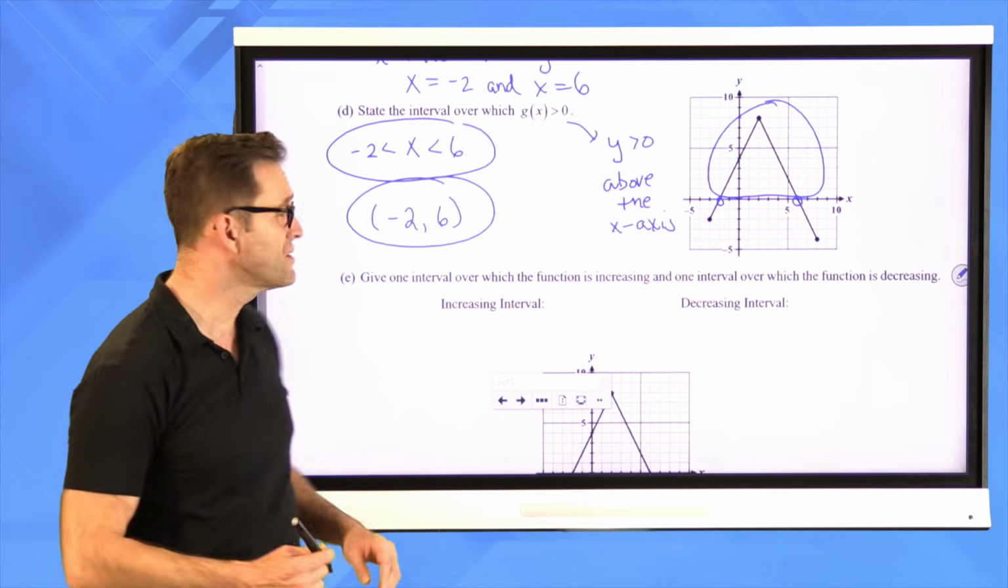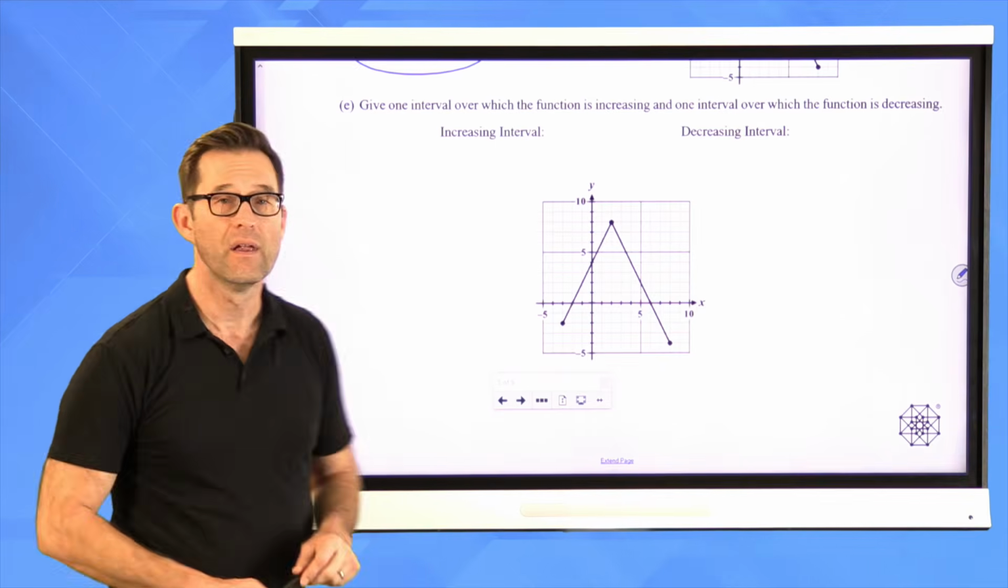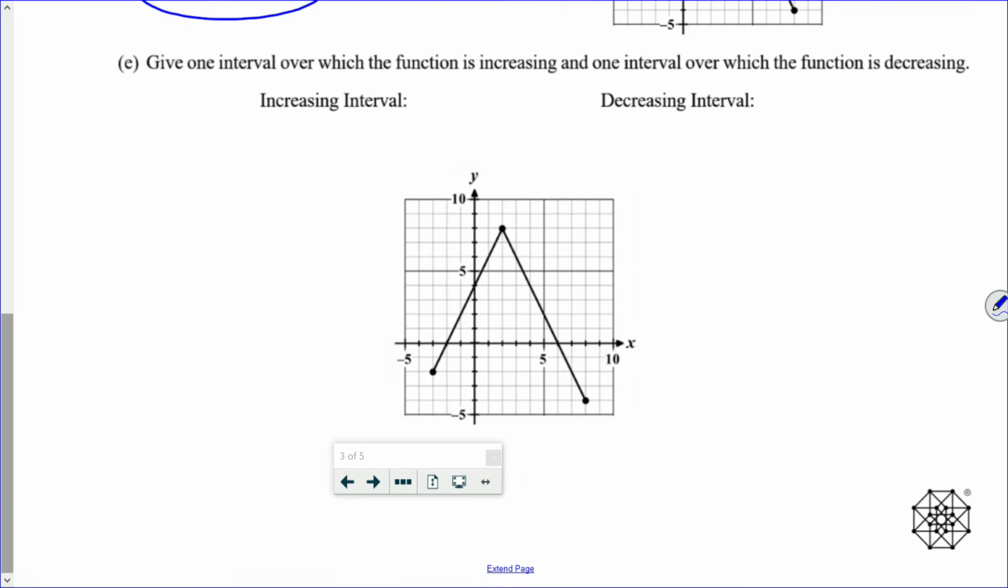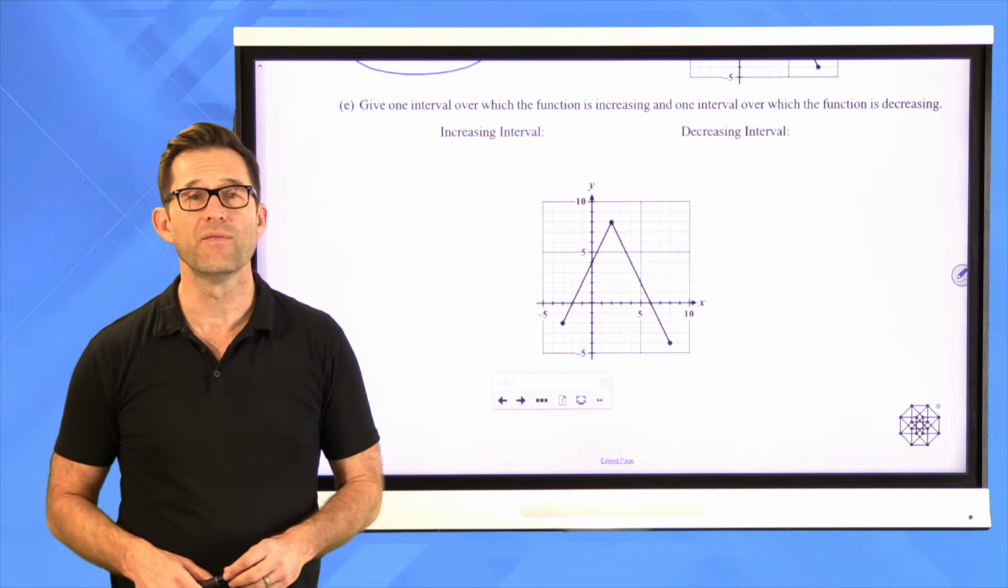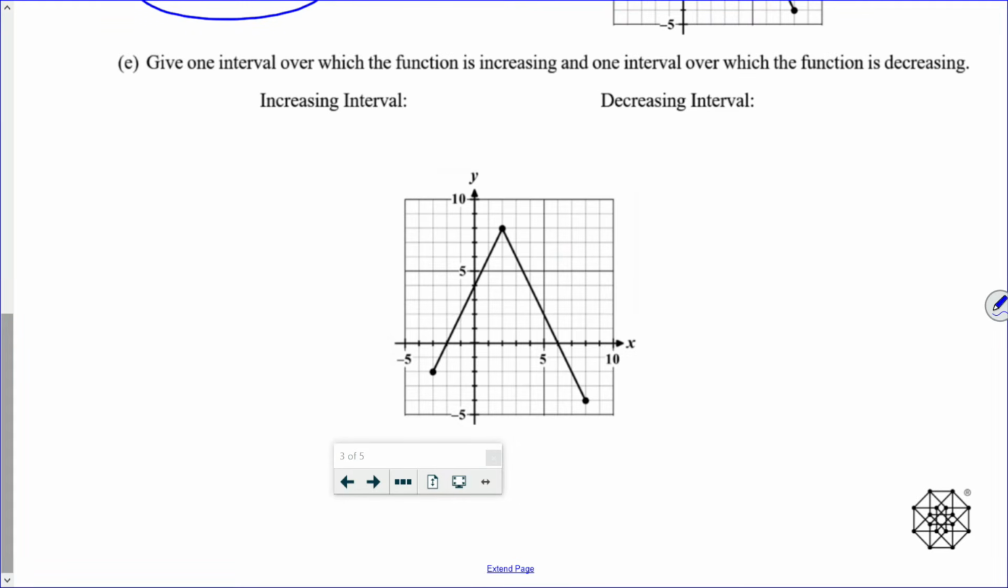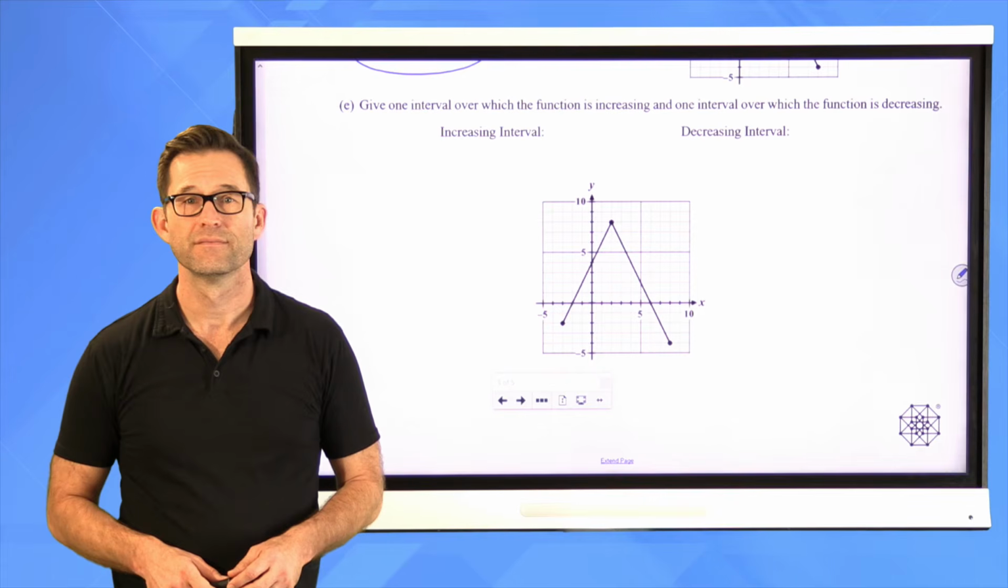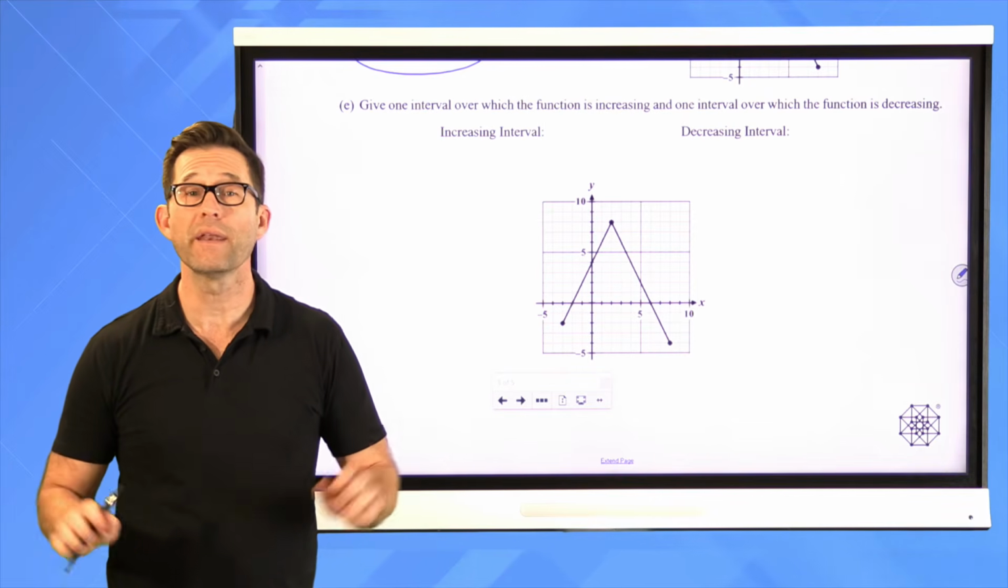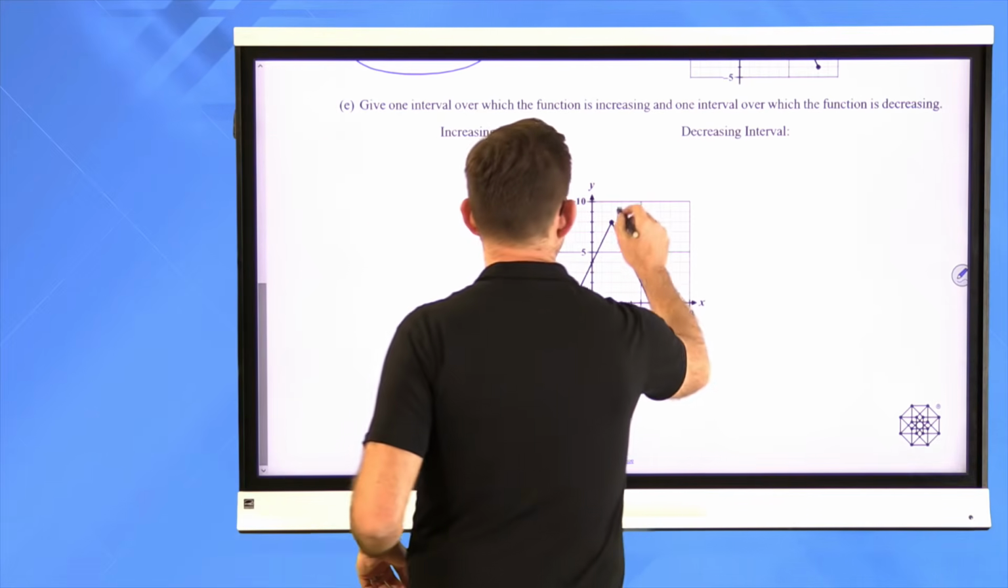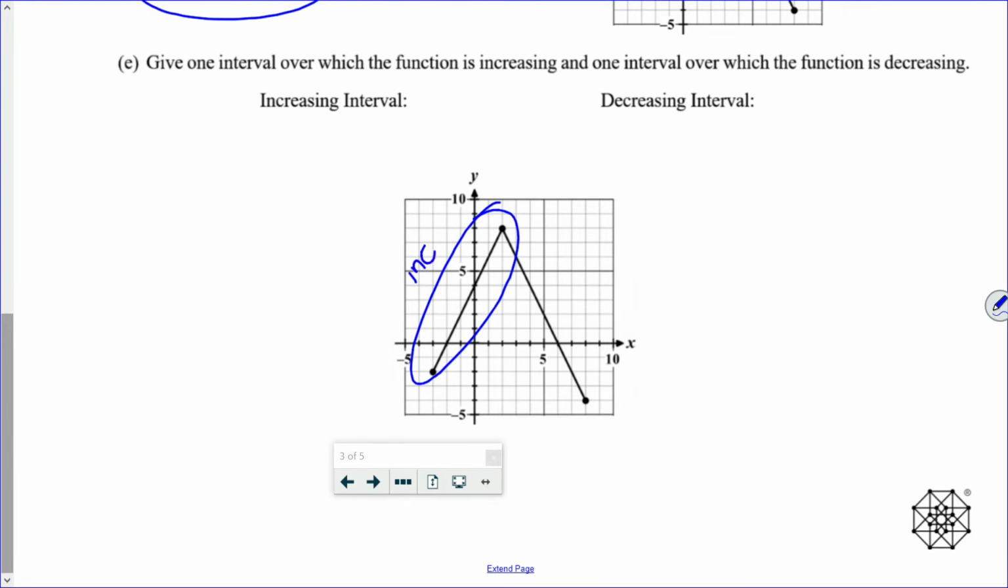All right, and one last piece, the whole increasing versus decreasing part. Letter E. Give one interval over which the function is increasing and one interval over which the function is decreasing. All right, pause the video now and see if you can give those intervals. All right, well, there are many, many correct choices. The plain fact is the function is increasing in here and it's decreasing in here. So as long as your increasing interval occurs somewhere from negative 3 to 2, you're good.